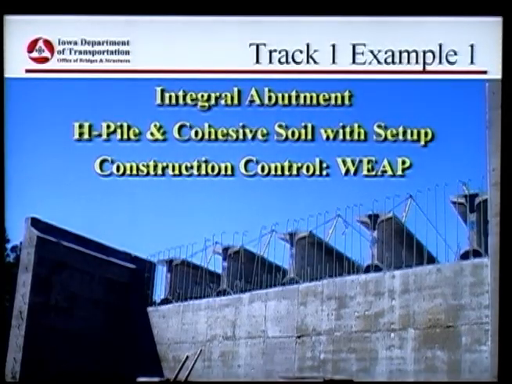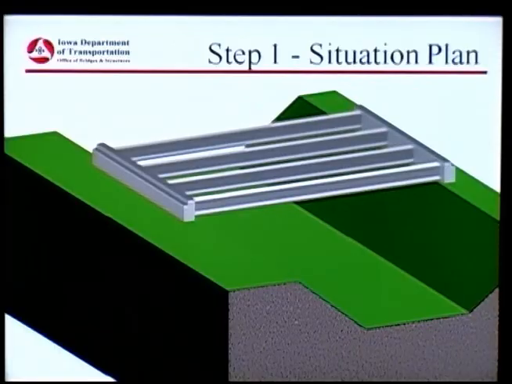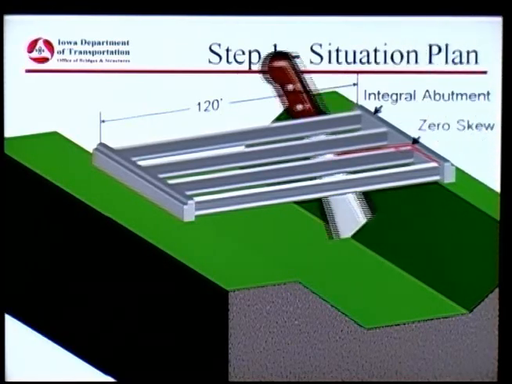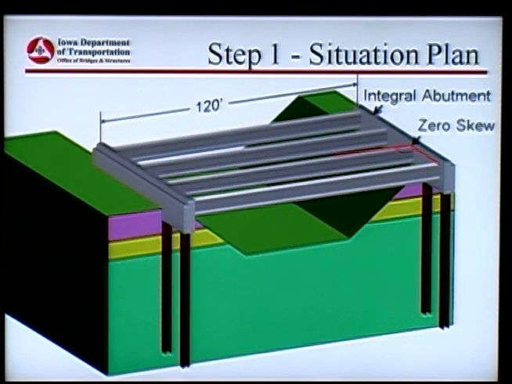So here we go. We have an integral abutment. It's going to be on H piles, cohesive soils with setup. We have a wave equation analysis for construction control. So the first step is we have a situation. We have a 120 foot bridge, no skew, integral abutments, a single row of piles because we're on integral abutments here.